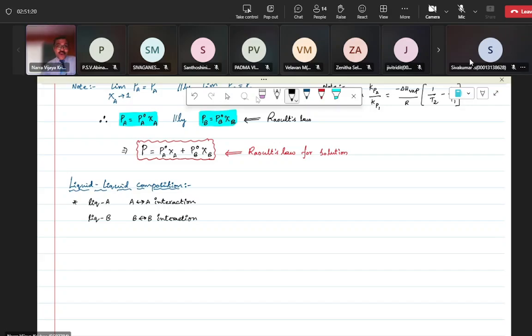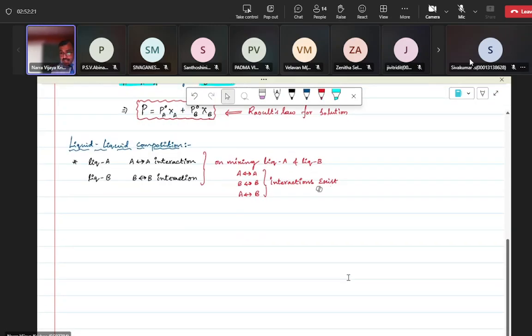If I take solution AB, what will you find? On mixing liquid A and liquid B, what type of interactions will you find? AA interactions, BB interactions, and AB interactions, all the three. Correct? So on mixing A and B, all these three types of interactions exist. Any questions, sir?